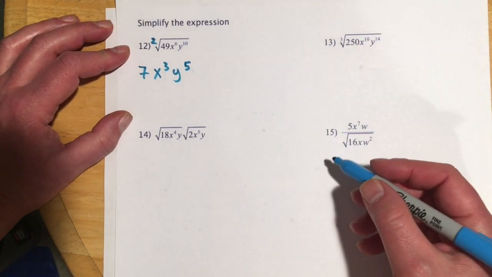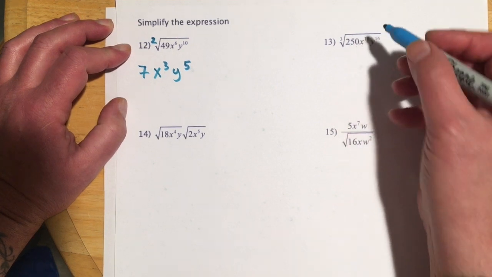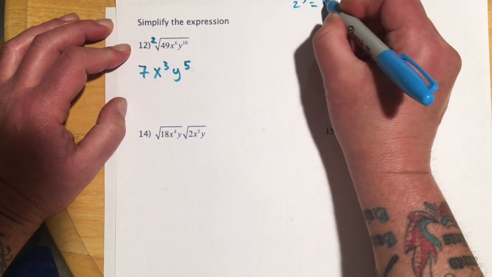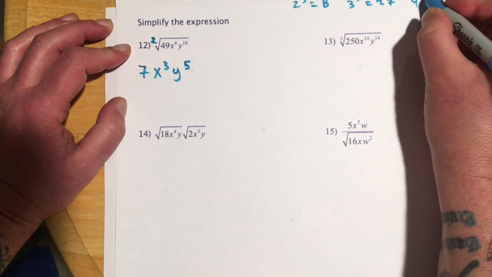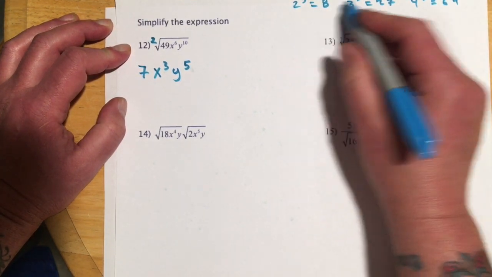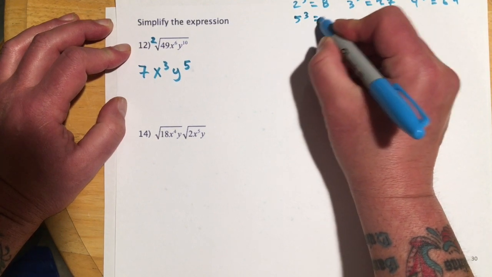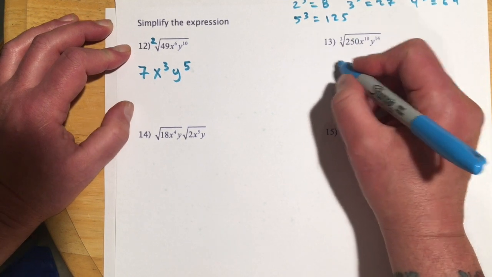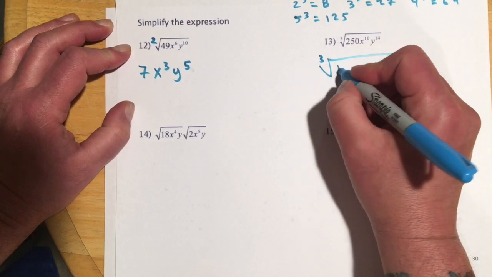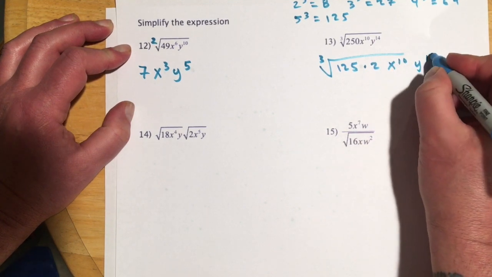We can do the same thing with a cube root. With a cube root, we need to identify what the biggest perfect cube is. So 2 cubed is 8, 3 cubed is 27, 4 cubed is 64, and we're looking for what of these would divide in. And then 5 cubed is 125, and I think that's the one that's going to go in twice. So we can think of this as the cube root of 125 times 2, x to the 10, y to the 14.